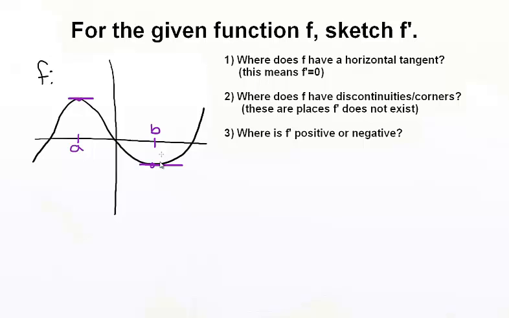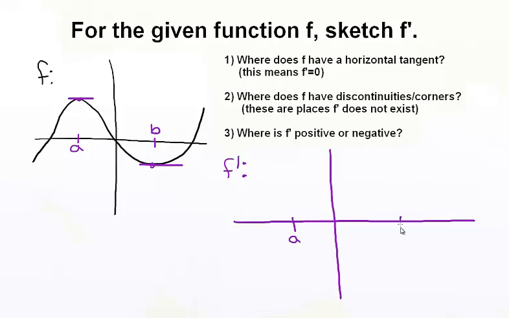So we have 2 points, A and B, 2 x values, x equals A and x equals B, where we have a horizontal tangent, which means our derivative is 0. So we're going to go ahead and sketch our derivative graph. This is f prime, and we're going to graph those points. A was right here, and B was right here. And at both of those points, our derivative has a value of 0. So those are going to be points on our graph.